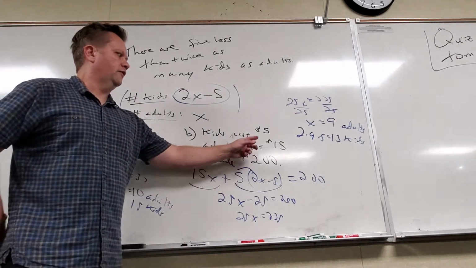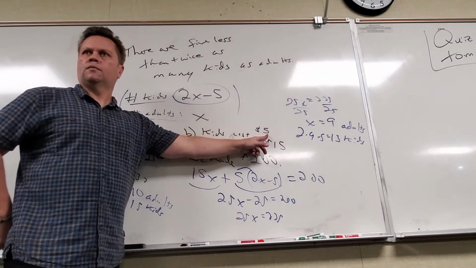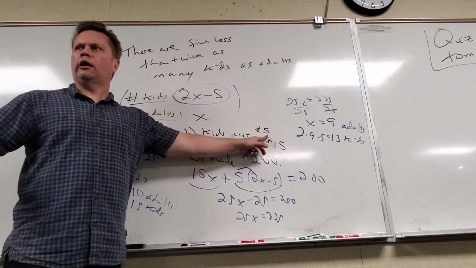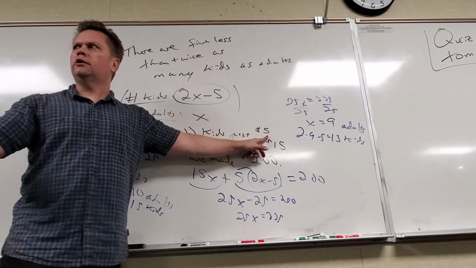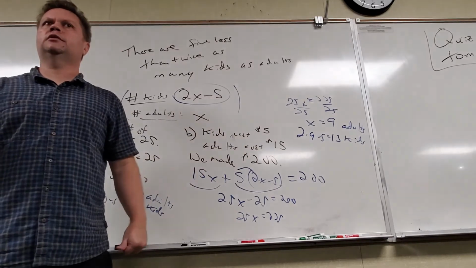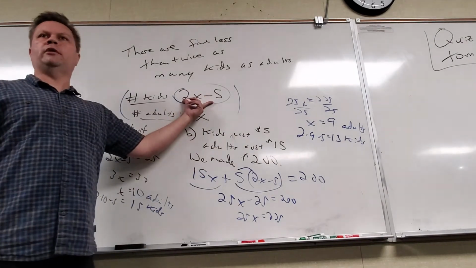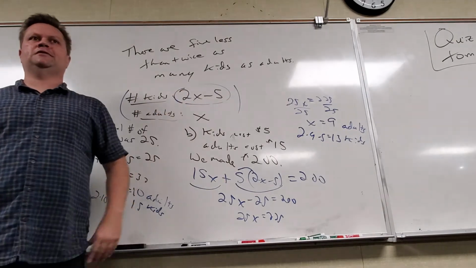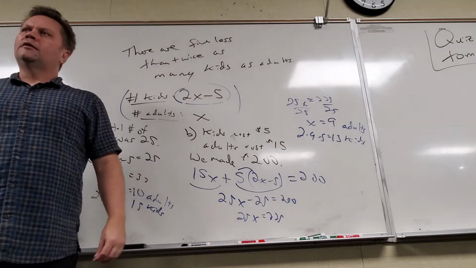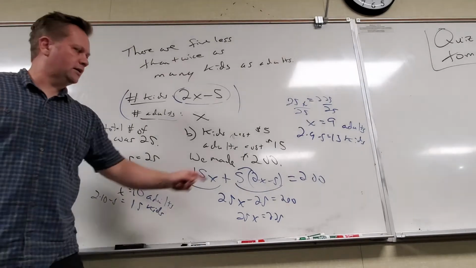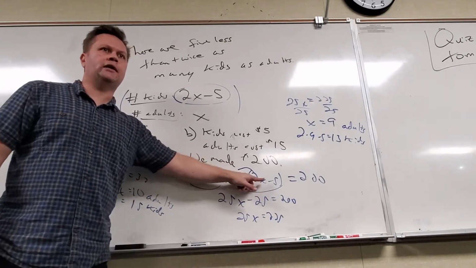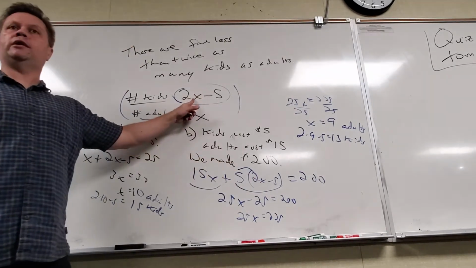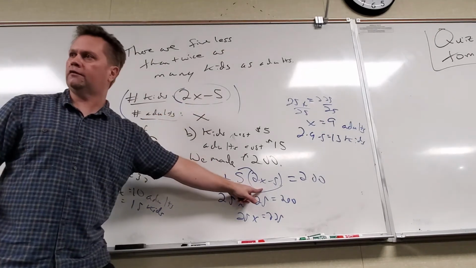So if the kids cost $5 a piece, and if I knew how many kids there were, I would multiply, wouldn't I? Yes. Here's the part of algebra you have to get over. I do know how many. I know exactly how many kids there were. There were 2x minus 5 kids. I say it like that because then I do what I would do. If I knew how many kids there were, I'd multiply by 5. Well, I do know how many kids there were, so I'm going to multiply by 5.